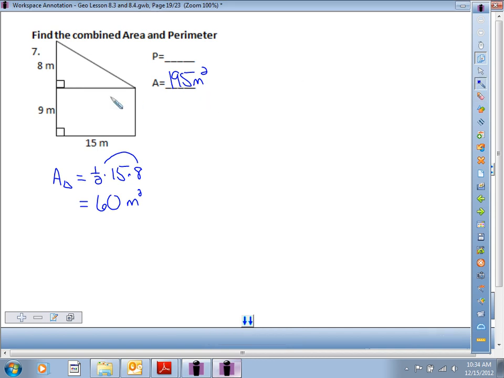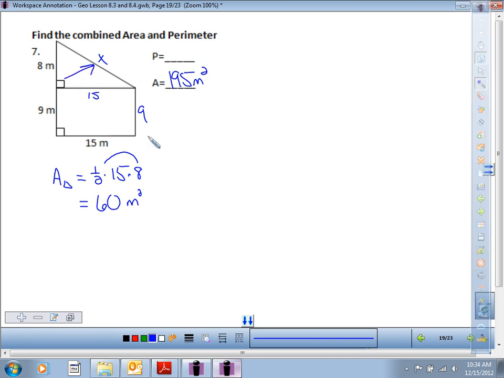Now remember, this 15 is here, but is that part of the perimeter? No, it is not. But we're going to need it. The reason being is I know 8, I know 9, I know 15, I know this is 9, I don't know this. So we need to do a little bit of math to find this side over here. It's Pythagorean theorem again, just with that right triangle there. There's your side opposite, that's your hypotenuse.